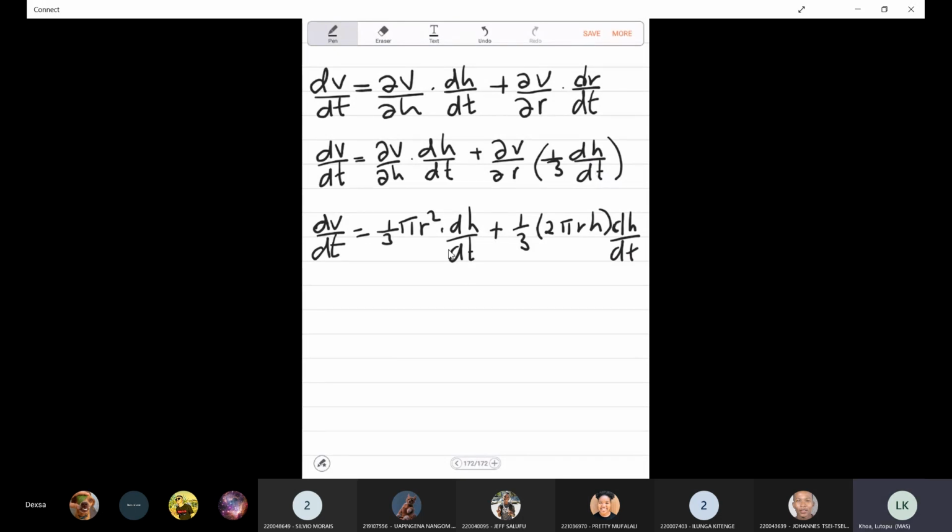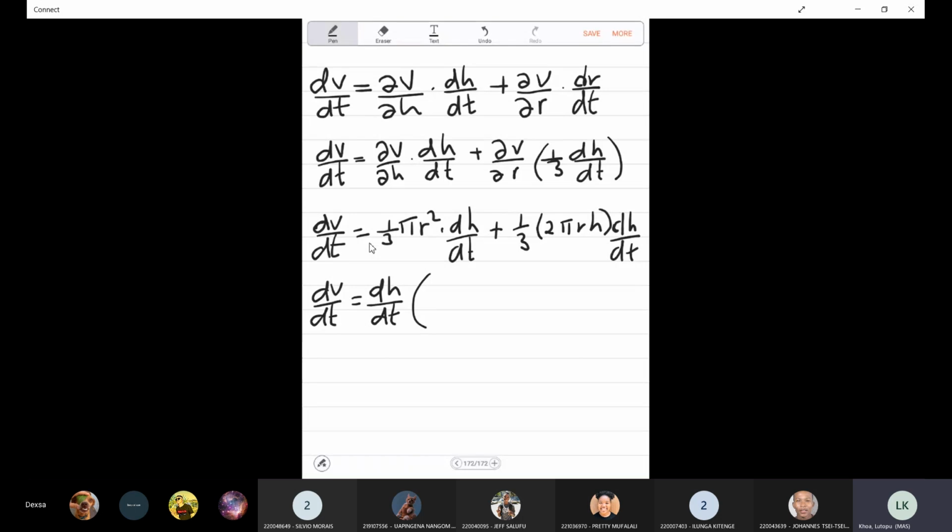Okay, so you can see where I'm going. I want dH/dt to be the subject of the formula, so I'll have to factorize here and then divide by these terms over here. So for dV/dt, let me factor out dH/dt, which is what I'm looking for.